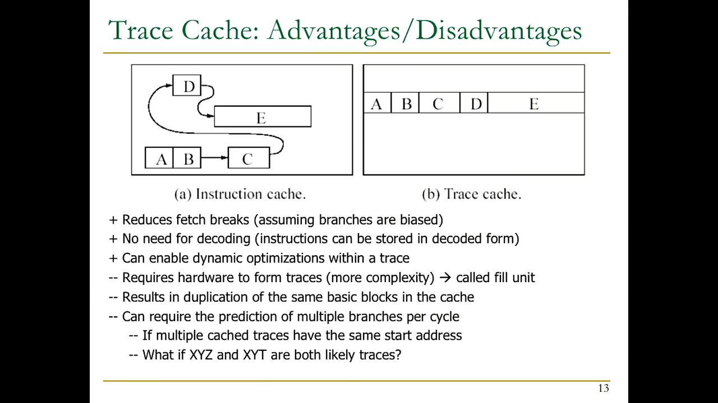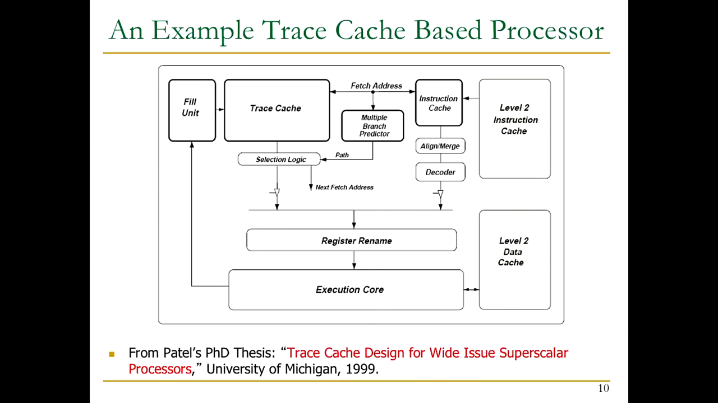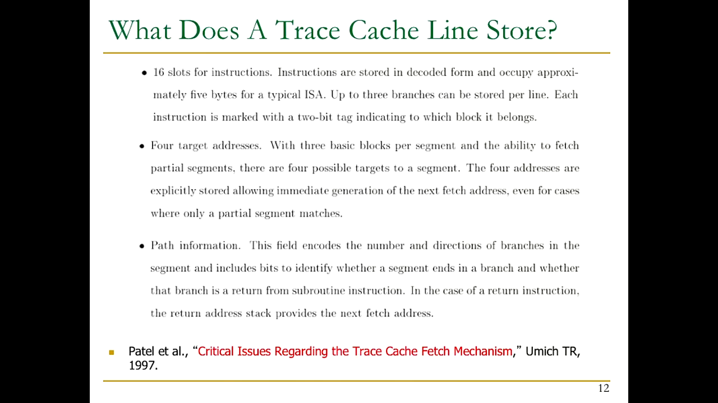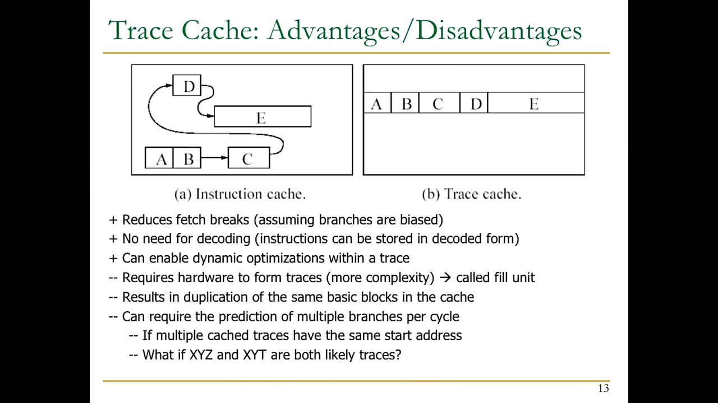Of course, the downside is the hardware cost, right? It requires hardware to form the traces, more complexity. This is called a fill unit. So if you go back to this picture, there's a fill unit over here. After you execute the traces, you know which dynamic sequence of instructions you've executed, and that gets filled over here. And after the metadata that's added, you stuff it into the trace cache. That fill unit is important.